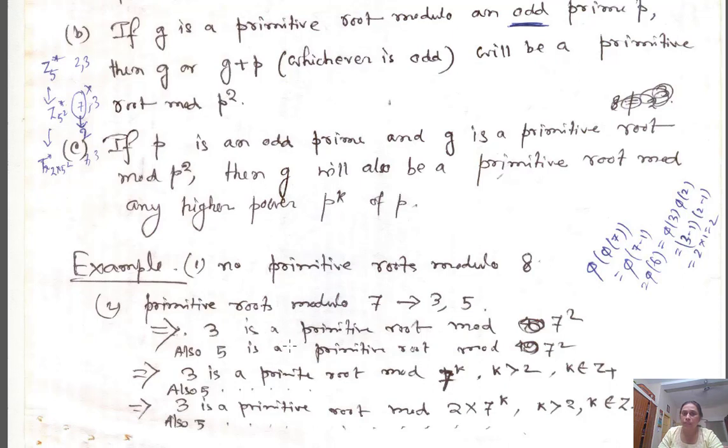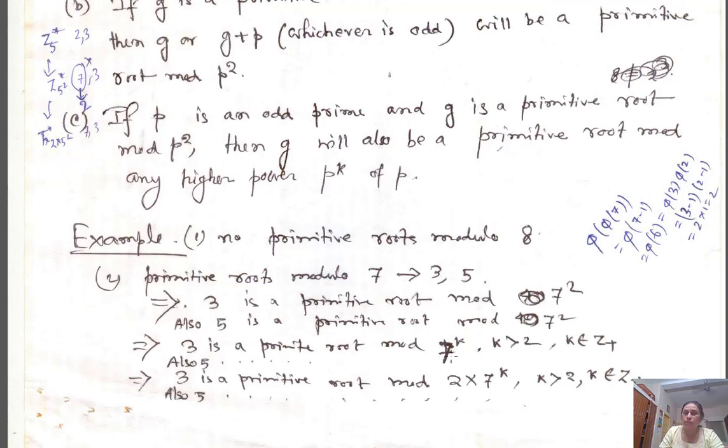So in this case, both are primitive roots, meaning g and g plus p both are primitive roots. You can see 3 is a primitive root, and 3 plus p means 3 plus 7, which is 10, modulo 7 you have to take, so it is giving you 3. So 3 is a primitive root modulo 7 square. You can check also; you have to check that. Also 5 is a primitive root modulo 7 square.